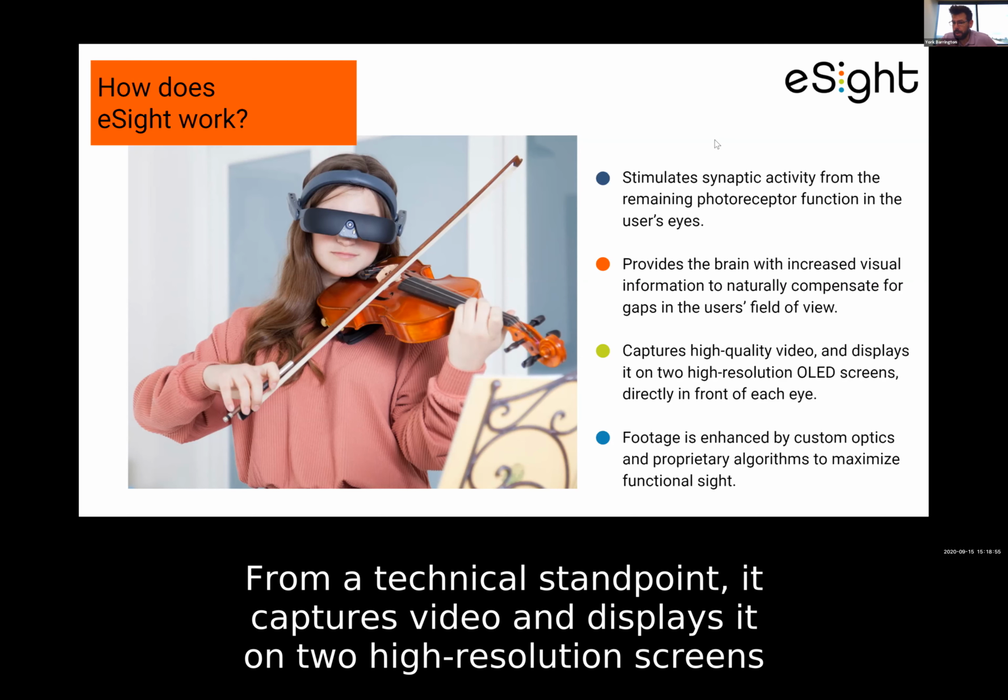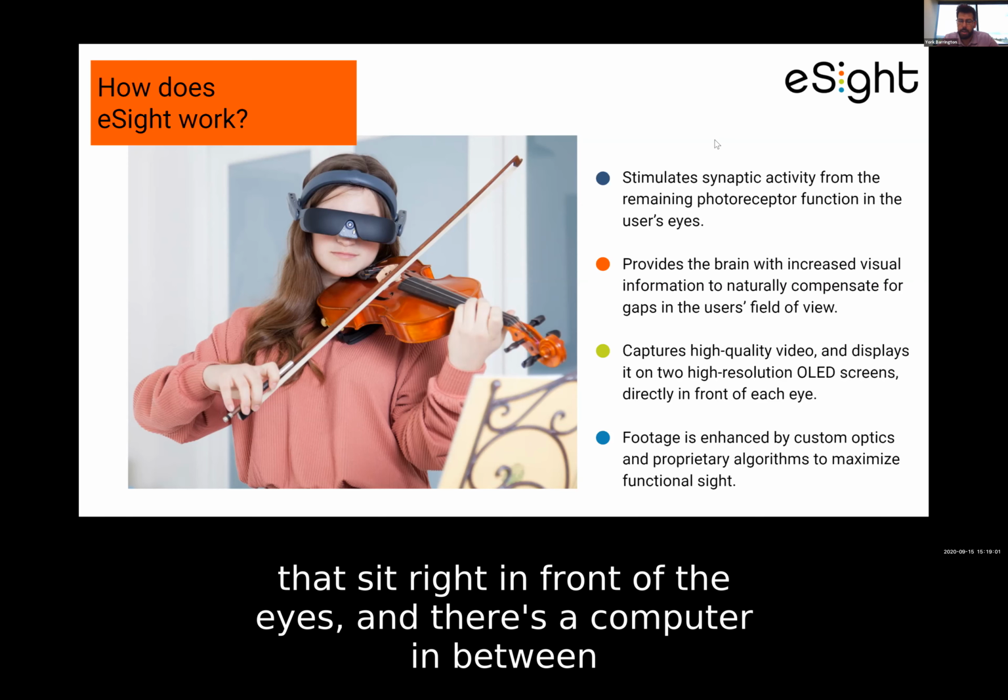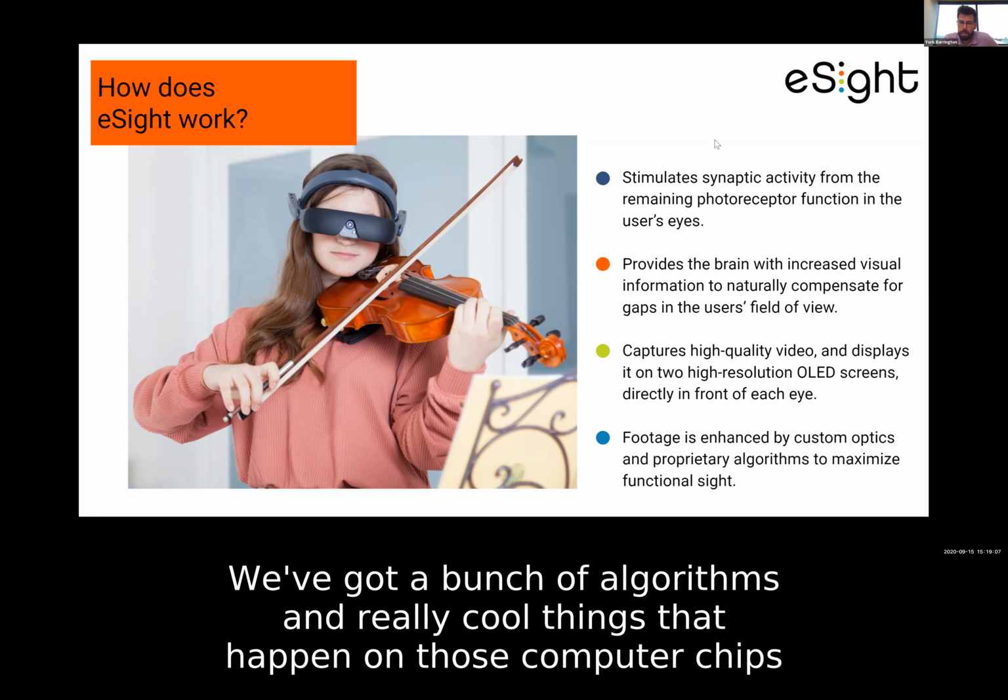So from a technical standpoint, it captures video and displays it on 2 high-resolution screens that sit right in front of the eyes. And there's a computer in between those 2 things, and we've got a bunch of algorithms and really cool things that happen on those computer chips that give the person that's using it the ability to see better than they have in the past.